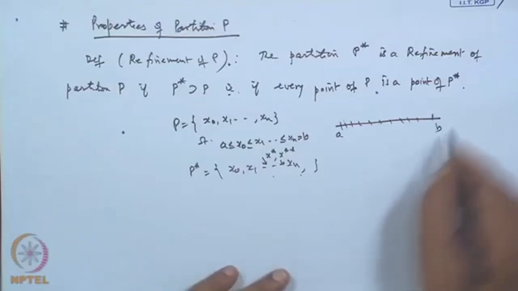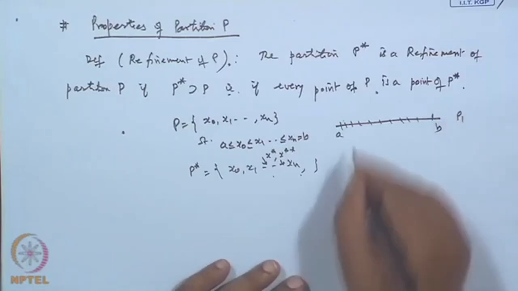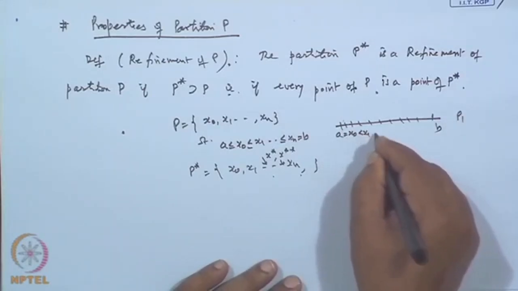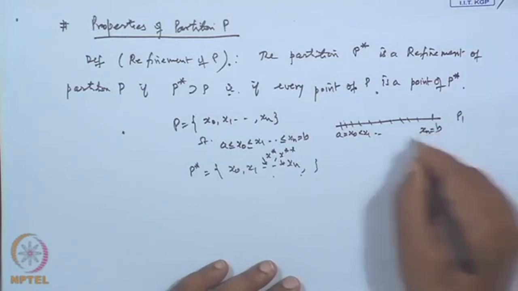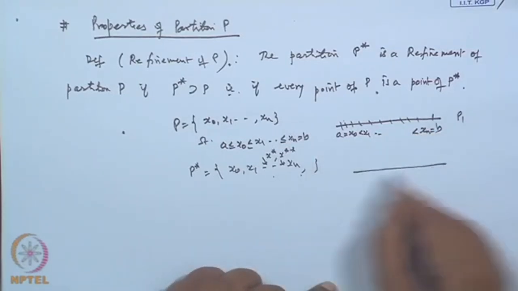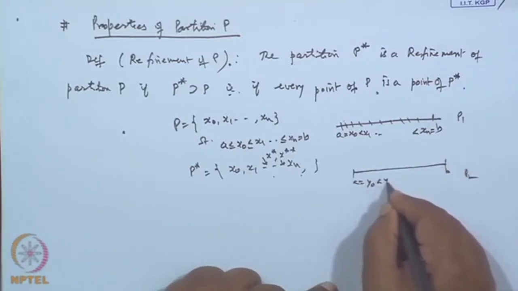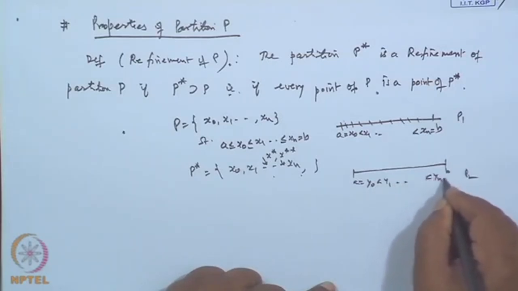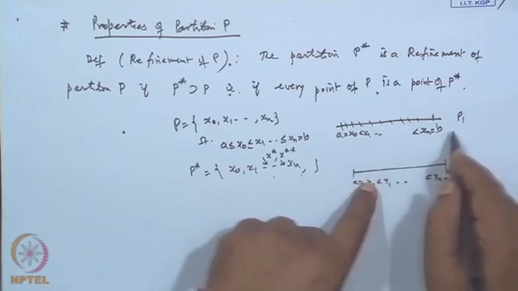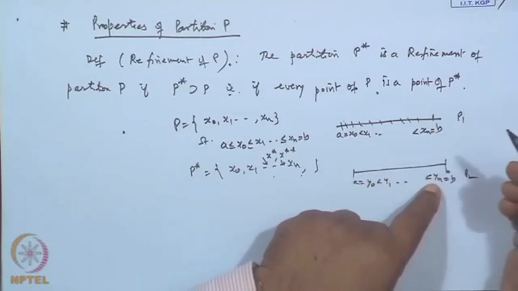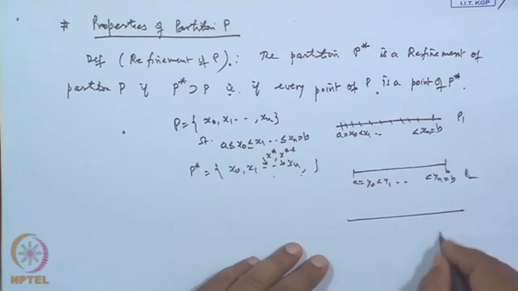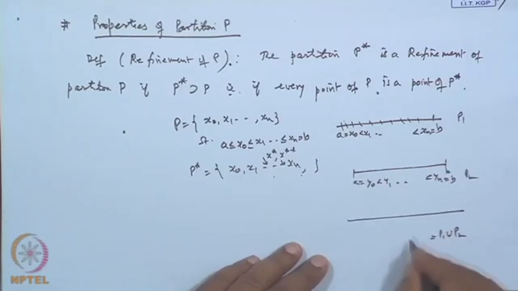But earlier partition written as it is, then it is called the refinement of the partition, because the partition may be different. P 1 and P 2 are two different partitions. Suppose this is our P 1, one of the partitions, x naught, x 1, x 2, and say x n is equal to b. This is one partition. I take another partition of a b, say P 2, which is entirely different, say y naught less than y 1, less than y 2, less than y n, which is b. Now, these x naught, x 2, x n, and y 1, y 2, y n may not be the same points. But if we take the partition P 1 union P 2, this partition is P star.